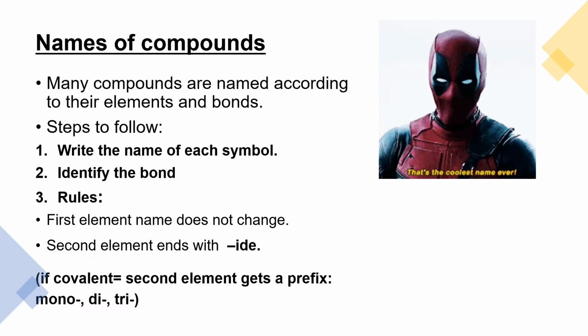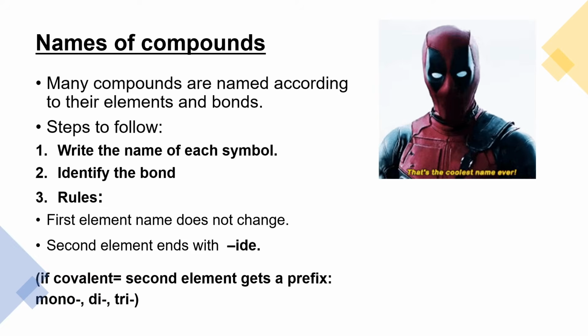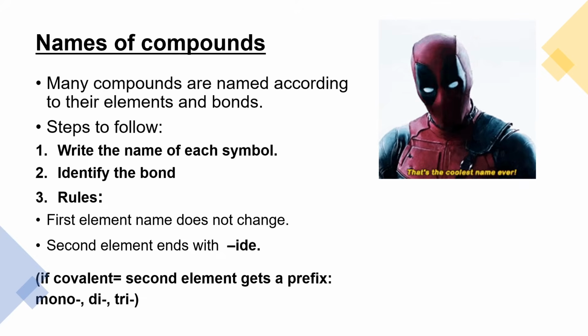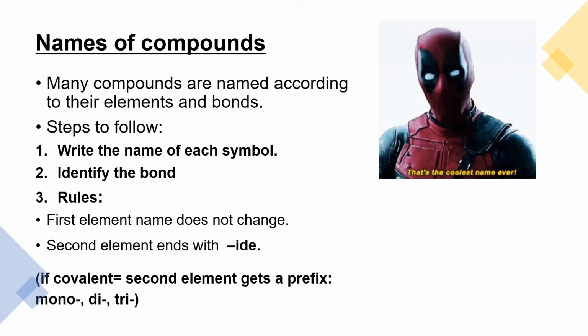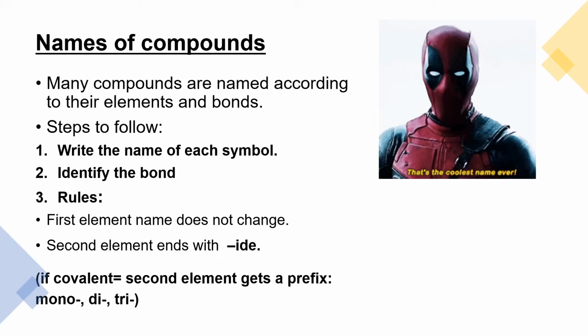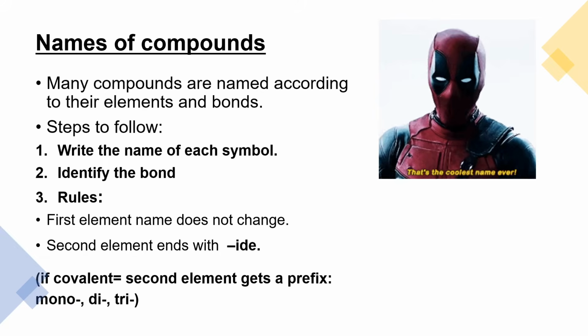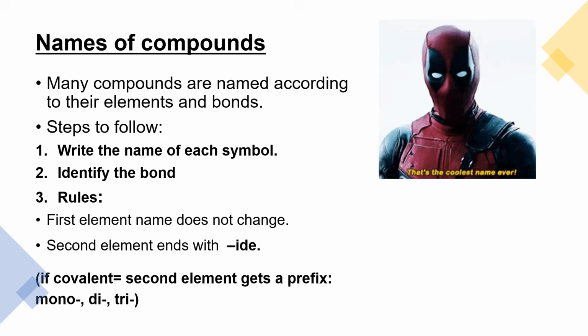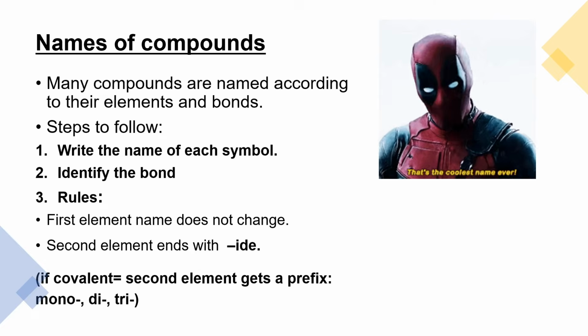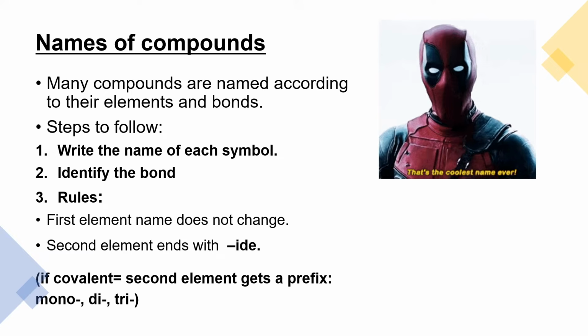Now, when we start with this section, you must be able to name a compound given to you. There are certain steps which you need to follow. The first one is to write the name of each symbol found in the compound. Step 2 is to identify the bond that is present. Then, step 3, we have two specific rules. The first element's name does not change at all, but the second element ends with a suffix of IDE.